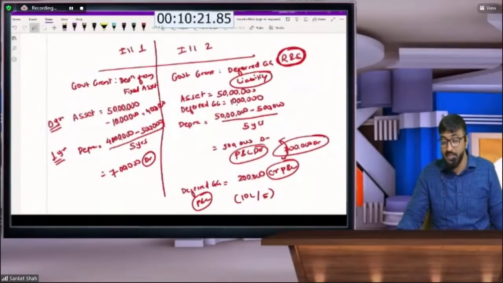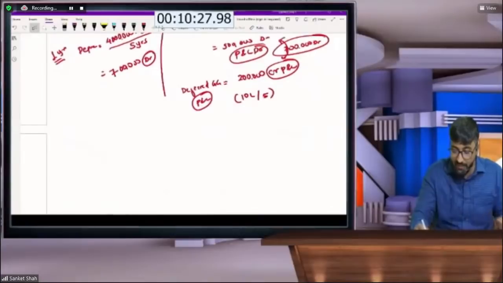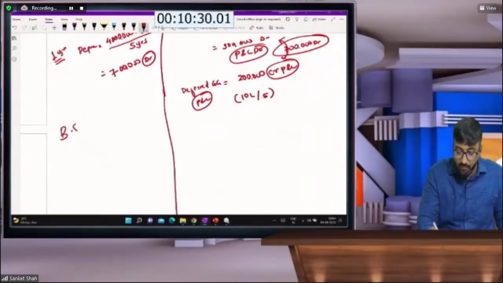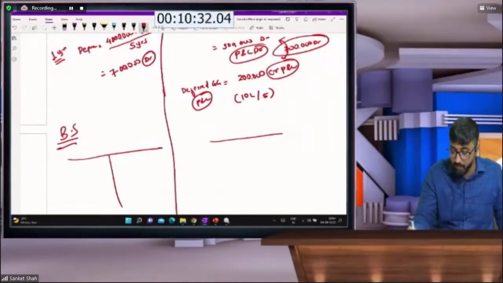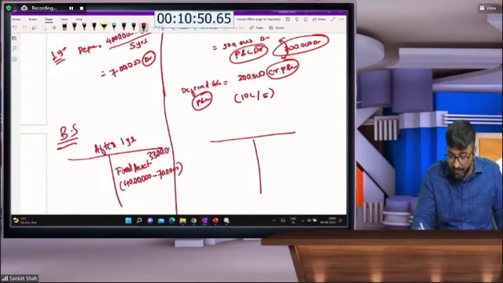Net effect will be 7 lakhs, but 9 lakhs on the P&L debit side and 2 lakhs on the credit side. So presentation, I will show you the presentation. If you want, you can write the presentation. Balance sheet, fixed asset. If you go by the first case, after 1 year, fixed asset, you can see here it is 40 lakhs minus first year depreciation 7 lakhs. So it will be 33 lakhs.